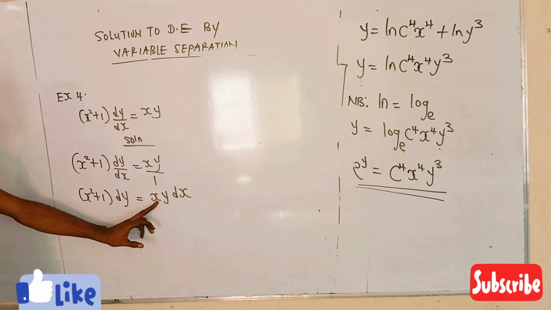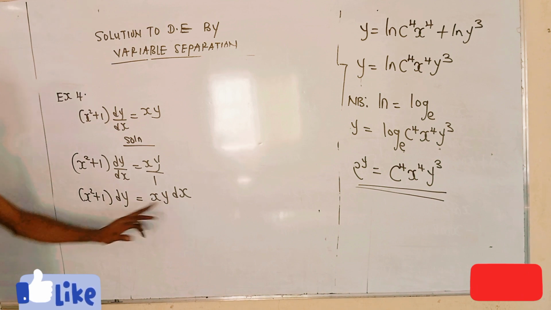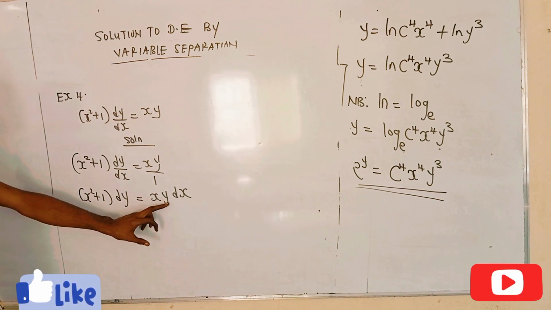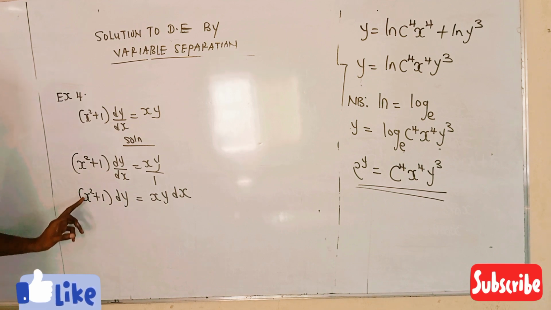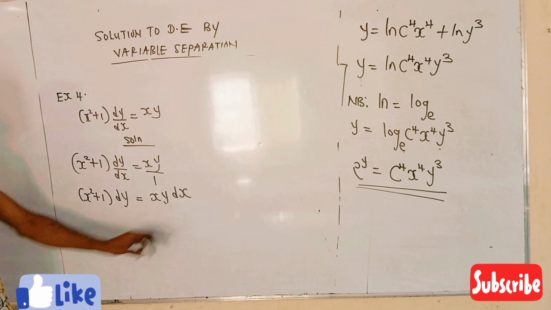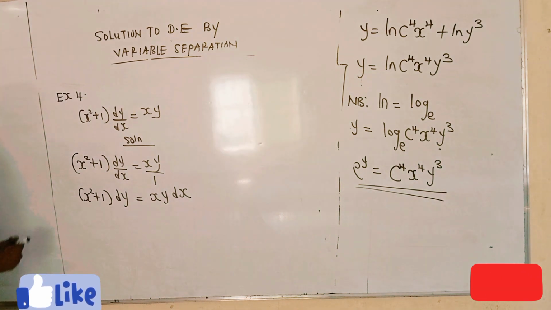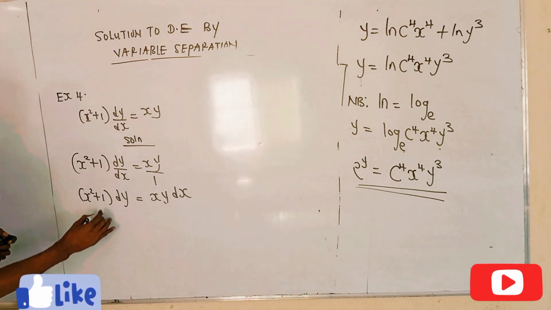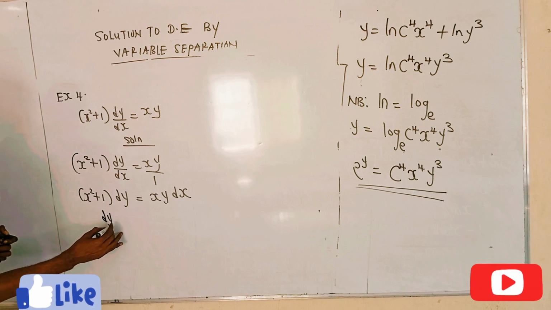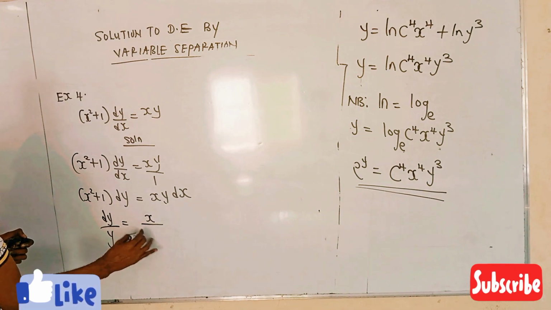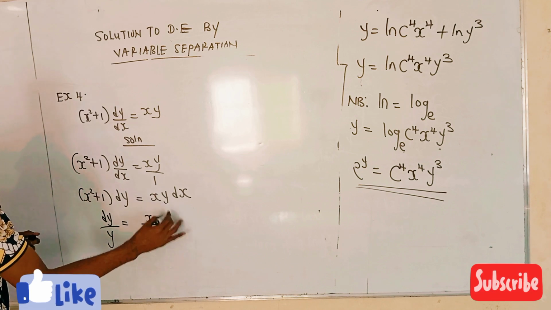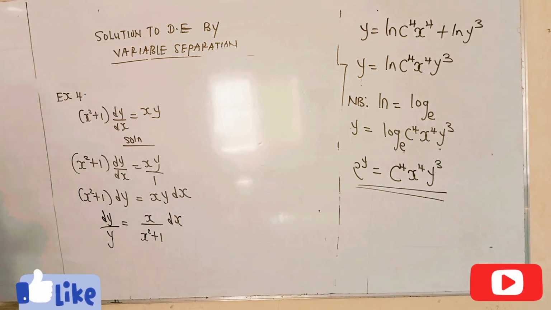So how do we separate the variable? x is already here with dx, so I'm going to take y from here and put it under here, and take x² + 1 under here, so that I have dy over y is equal to x over (x² + 1) dx. So that's what we have there.